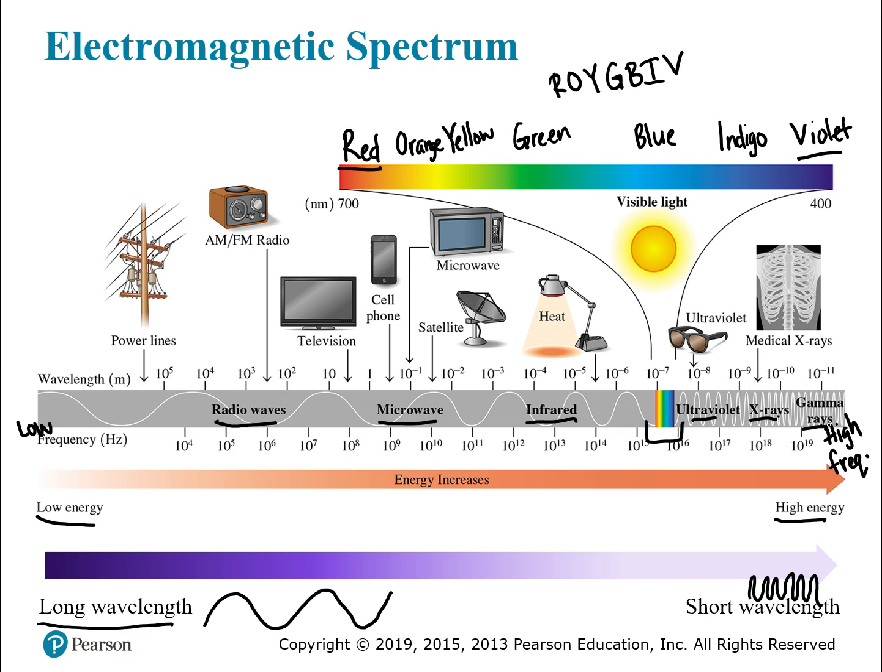So you'll need to know, again, the relative order, and know that, relatively speaking, the longer wavelength is going to have lower energy, a lower frequency. The shorter wavelength is going to have higher energy and higher frequency. So are we clear on what you need to know from here? Great.